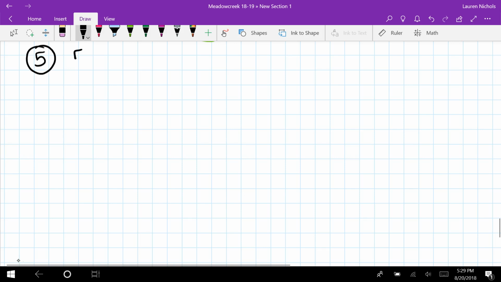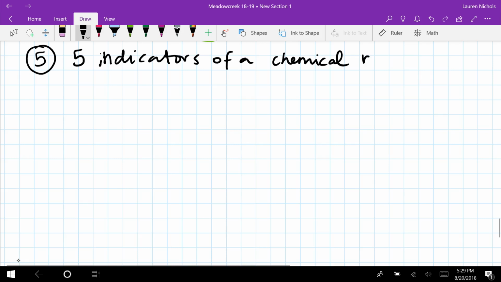So what we want to know here is the 5 indicators of a chemical reaction. Now, the key thing with the indicators of a chemical reaction is all chemical reactions result in a chemical change. So we need to know the difference between what's a chemical change and what is a physical change.